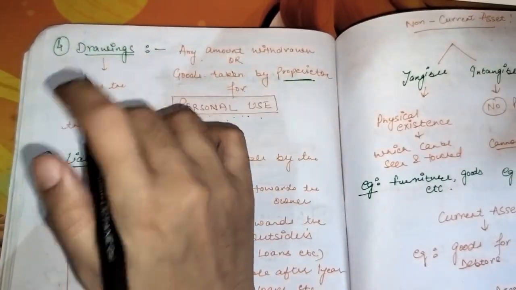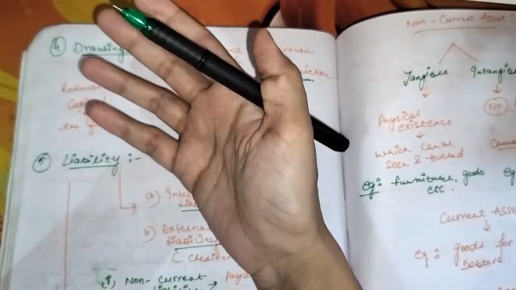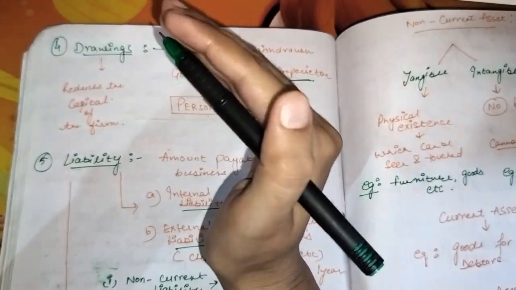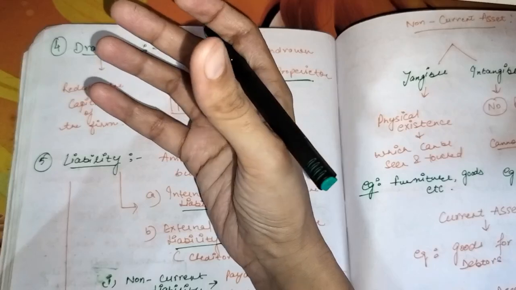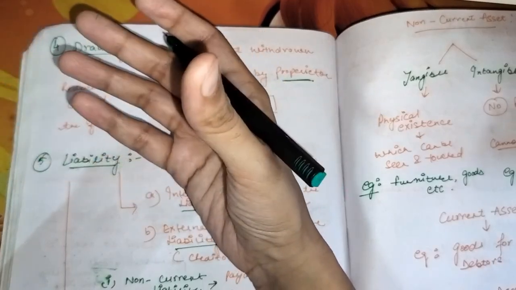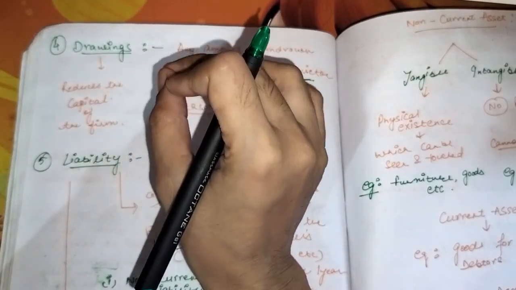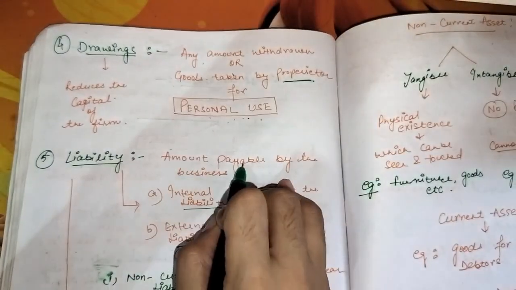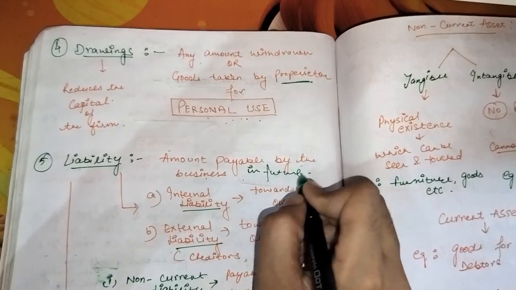Next concept here is liability. I have told you that it is any amount that is payable by the business. Any amount that is payable by the business is known as liability. For example, the business has taken a loan of, let's say, 5 lakh rupees. Now this loan has to be paid back. So this is called the liability for the firm. Any amount payable by the business in future, you can say, is known as liability.